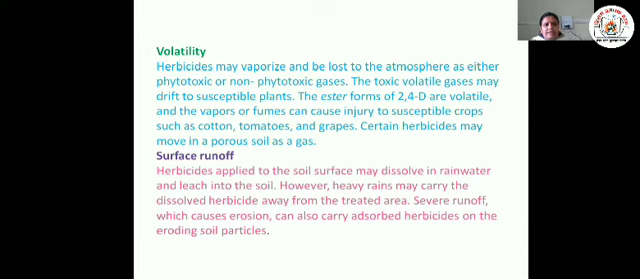Volatility and surface runoff. Herbicides also get volatilized under this condition due to loss into the atmosphere. Then toxic volatile gases may drift to susceptible plants. The ester form of 2,4-D is volatile, and the vapors or fumes can cause injury to susceptible crops such as cotton, tomatoes, and grapes. Certain herbicides may move in the porous soil as a gas. Surface runoff. This is a basic concept.